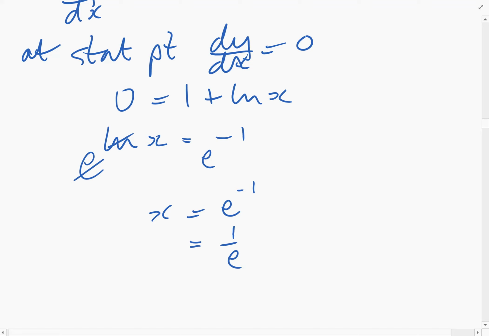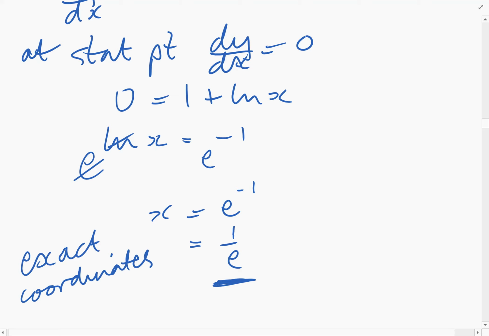So we need to find the y value now, because it says the coordinates of the stationary point. By the way, it says exact coordinates, so we need to make sure that we don't change this to a decimal here. Leave this exact. Okay, it's fine as 1 over e. Now to find the y value, remember the original question was x ln x. And so if we put 1 over e in here, we've got 1 over e times ln of 1 over e.